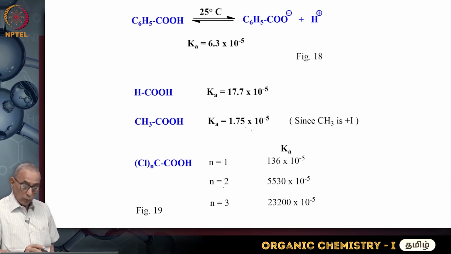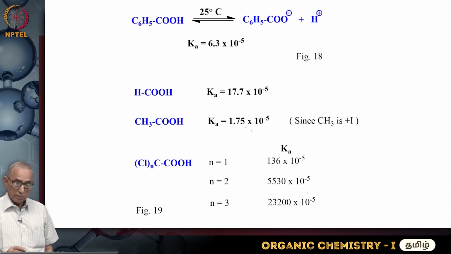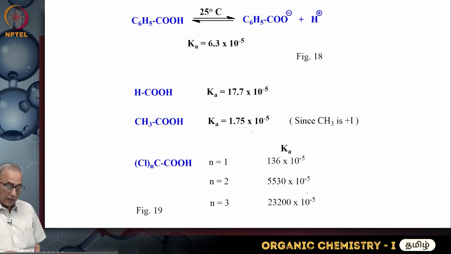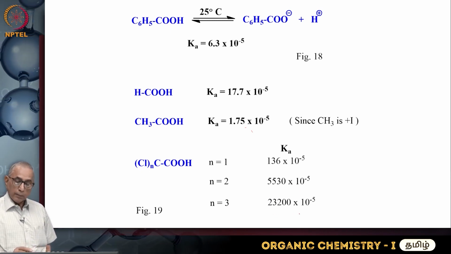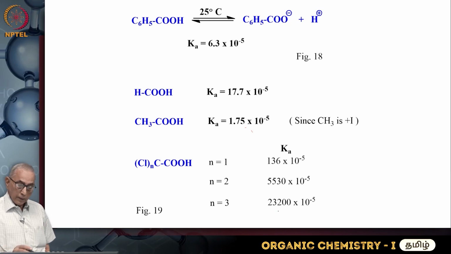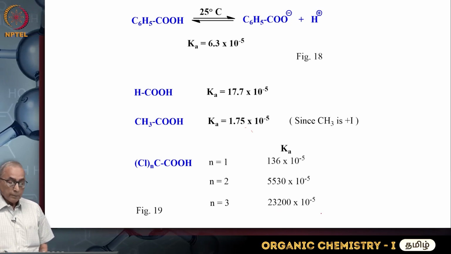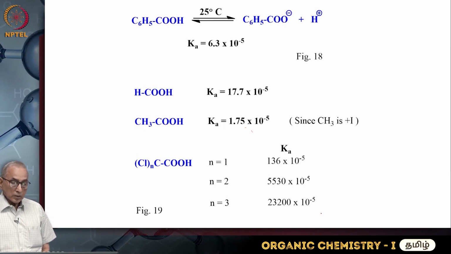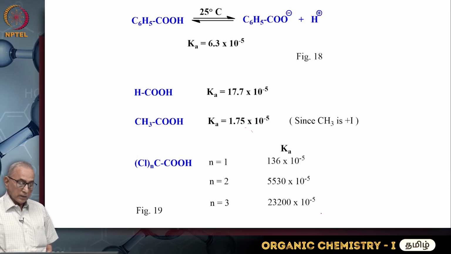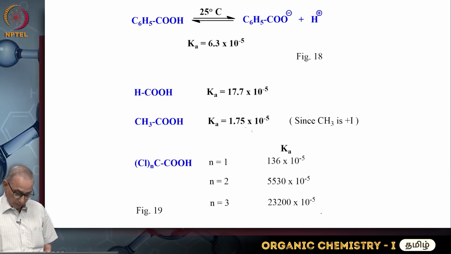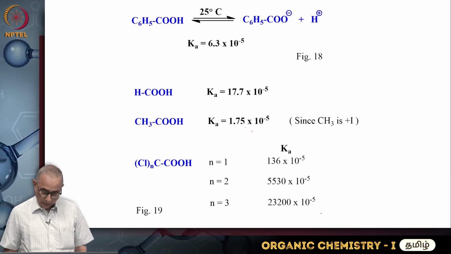When you have 2 chlorines, it is 5530 into 10 raised to the power minus 5. The whopping increase of the acidity. When you have 3 chlorines, it is almost like a mineral acid like HCl or H2SO4: 23,200 into 10 raised to the power minus 5. You can see that as you substitute the alpha carbon with chlorines, the acidity increases tremendously compared to either acetic acid or formic acid.